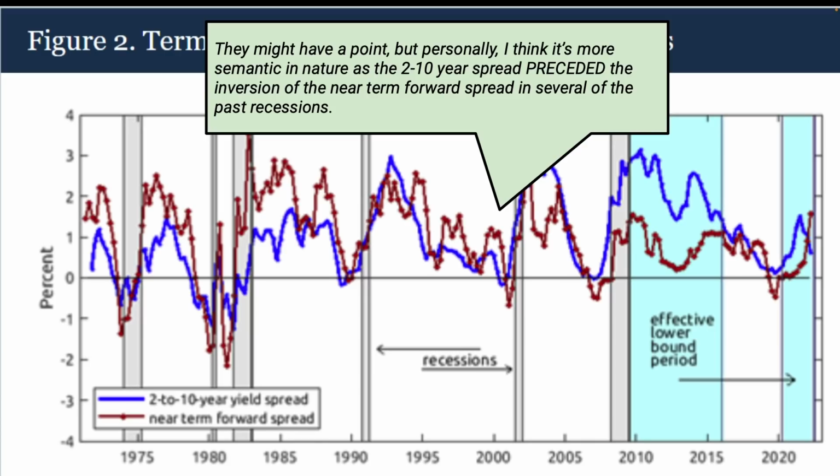Personally, I think this debate is semantic in nature because the 2 to 10-year spread preceded the inversion of the near-term spread in several cases. So I'd argue the 2 to 10-year spread is probably a better leading indicator versus the near-term forward spread. That's what I'd argue. You're starting to get a little bit too much in the weeds here. This is clearly a sign by billions, trillions of dollars of bondholders saying, hey, there's stuff to be concerned about.